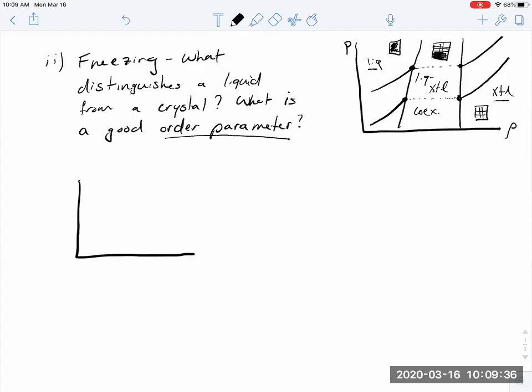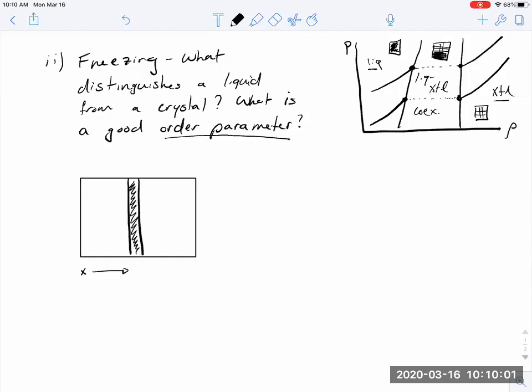Let's imagine I have a box that I can fill with some substance, and I don't know if it's going to be a liquid or a crystal. Well, if I was going to try to figure that out, one thing that I could imagine doing is taking a thin slice of material and asking, what is the density on average?